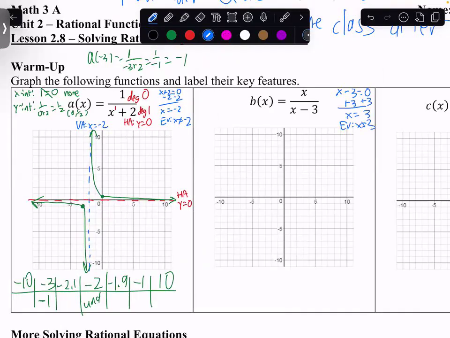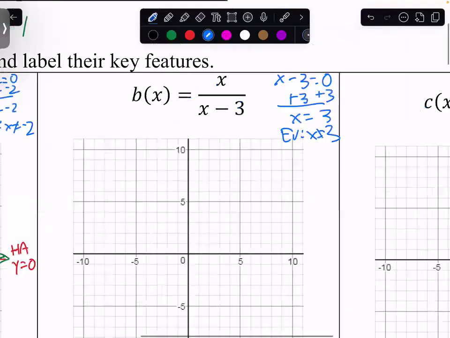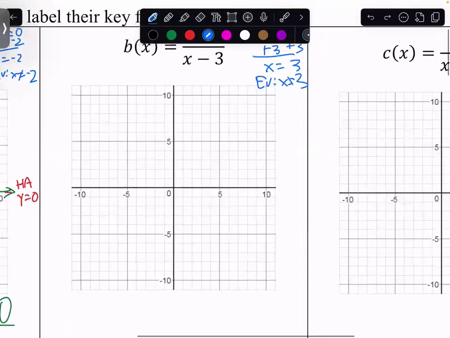Okay, so is this a vertical asymptote or a hole? No reducing is possible. You cannot reduce the x's because this x is not a factor. It doesn't multiply the rest of the row. Okay, so it'll be a vertical asymptote at x equals +3.